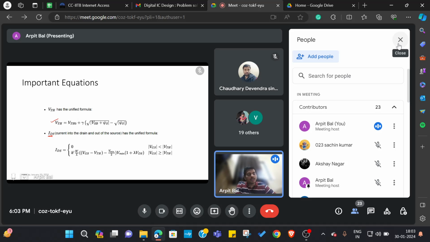These two equations we will be using in today's tutorial. So please note them down. Let me know if I am going fast so that I can slow down.